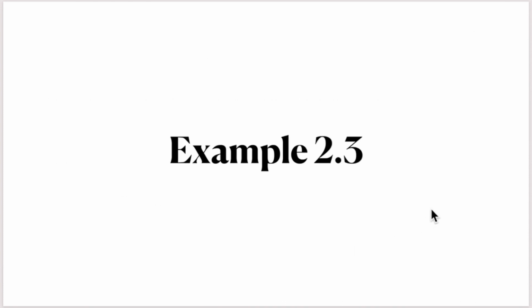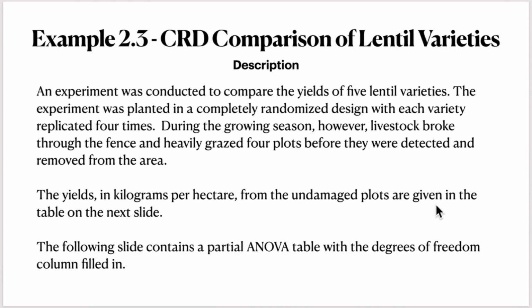All right, let's look at another example, example 2.3. An experiment was conducted to compare the yields of 5 lentil varieties. The experiment was planted in a completely randomized design, with each variety replicated 4 times. So this sounds very much like the first experiment that we looked at, the first example.